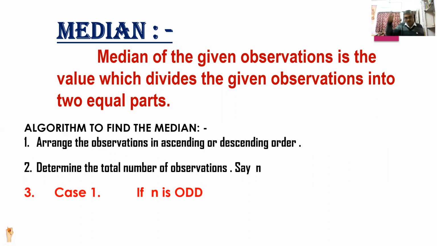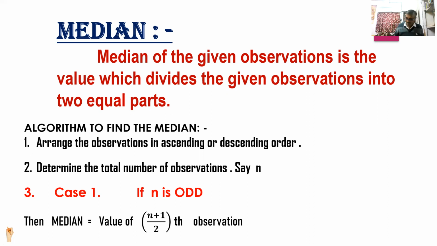If the number of terms is odd, then the median is the value of the (n plus 1) by 2th term. (N plus 1) by 2th term is the median, right?